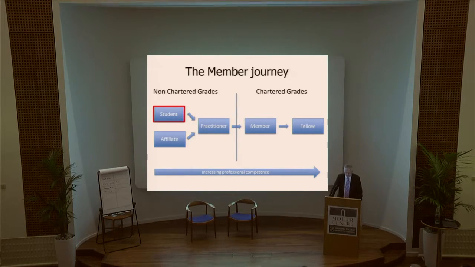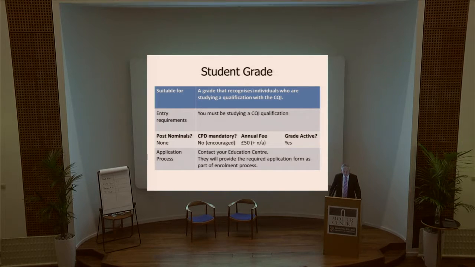So let's look at the student grade. Okay. This grade is for people who are studying a qualification with CQI. A lot of people every year do study our qualifications. In terms of post-nominals, there are none. CPD is not mandatory for this grade, but it is encouraged. In fact, CPD is encouraged for all of our grades.